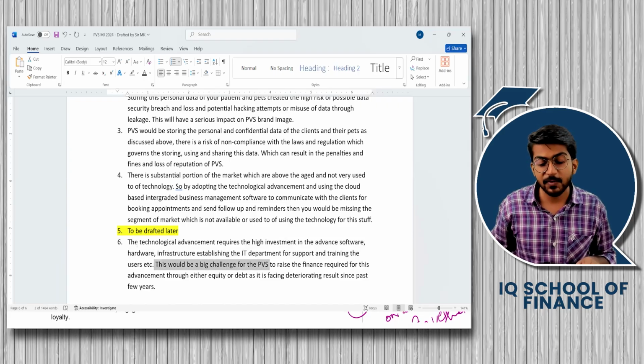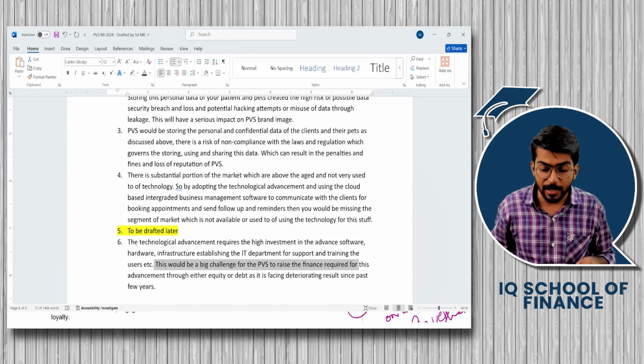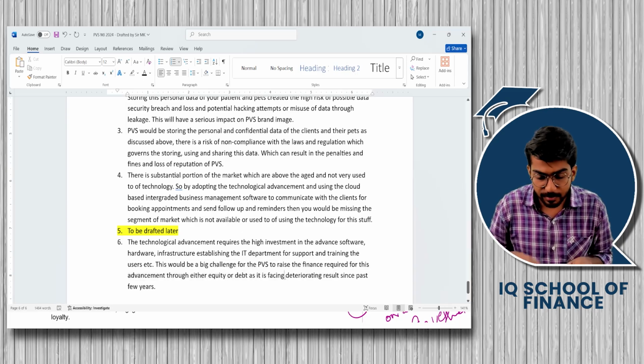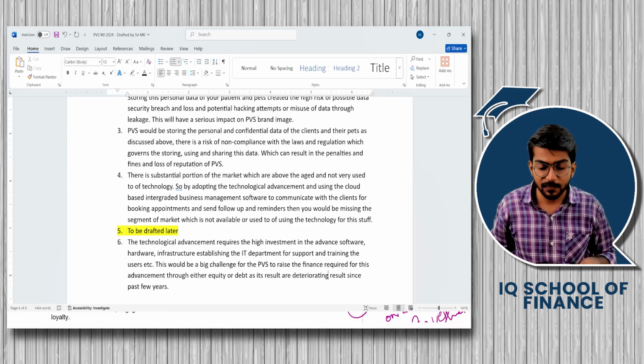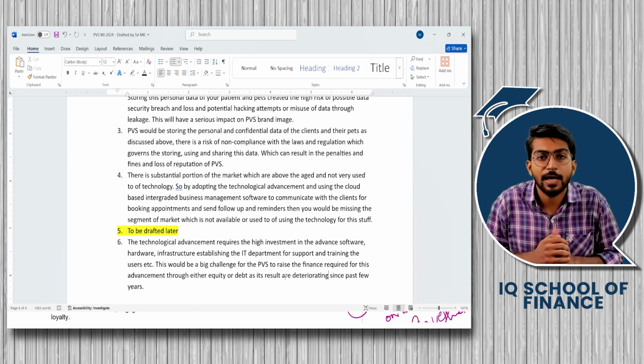Then there would be a big challenge for PVS to raise the finance required for this advancement through either equity or debt, as financial results are deteriorating since past few years, right? So this is how I have drafted.